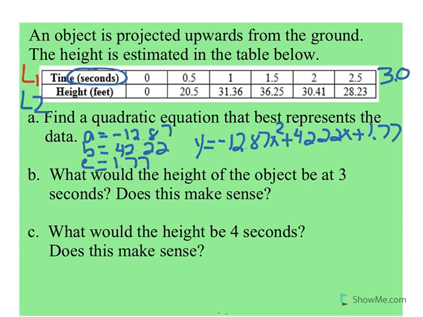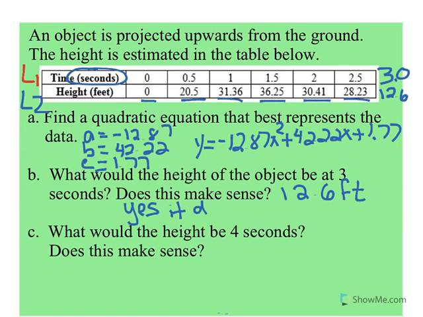Now we can hit second graph, and we want to see where it will be at 3 seconds. So when x is 3, y is 12.6. So that says 12.6 feet because we're talking about height. Does that make sense that the height of our object would be 12.6? It looks like the height's going up, up, up, and now it's going down, down. Does it seem reasonable that 12.6 would be the next one? Yes, it does, because it's continuing the pattern of continuing down until it's going to hit the ground.